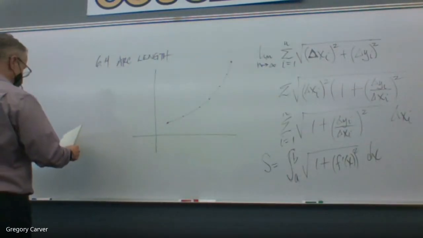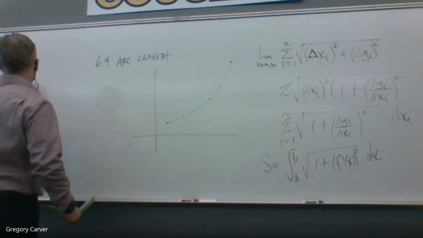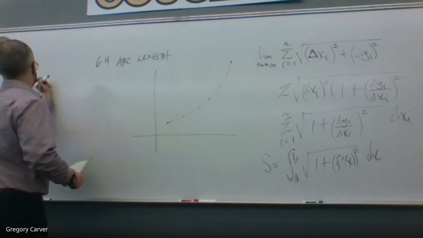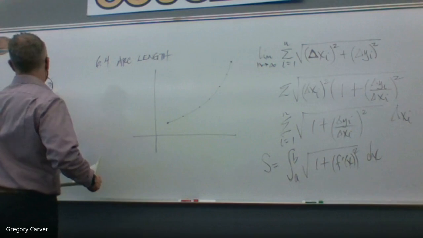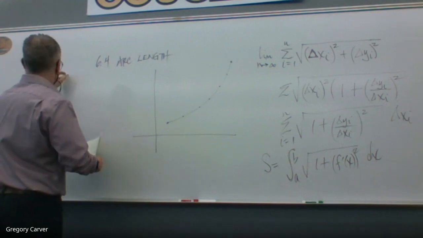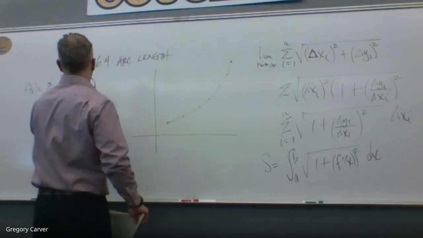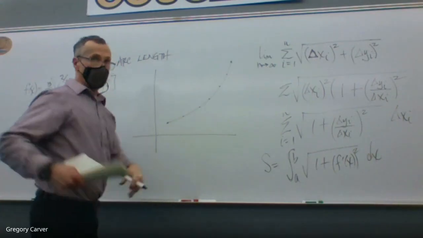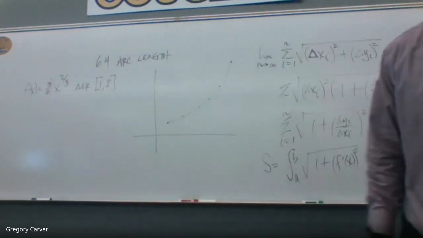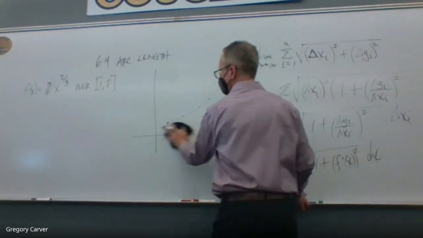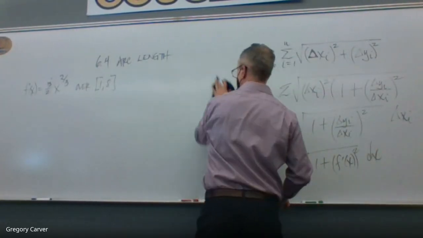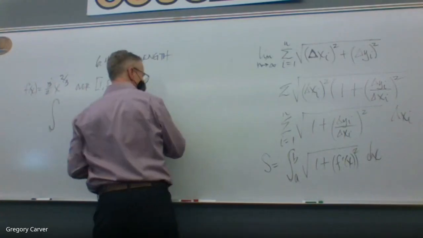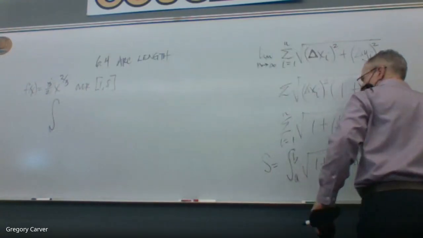So if I had something like this, let's say that f of x is equal to 3/2 x to the 2/3 over the interval from 1 to 8. And I'm looking for arc length. Let's go ahead and set this up. Evan, how do I write this integral? It's the integral from 1 to 8.